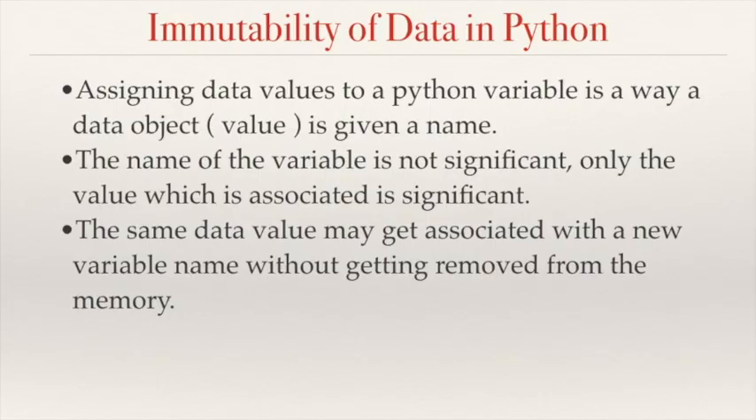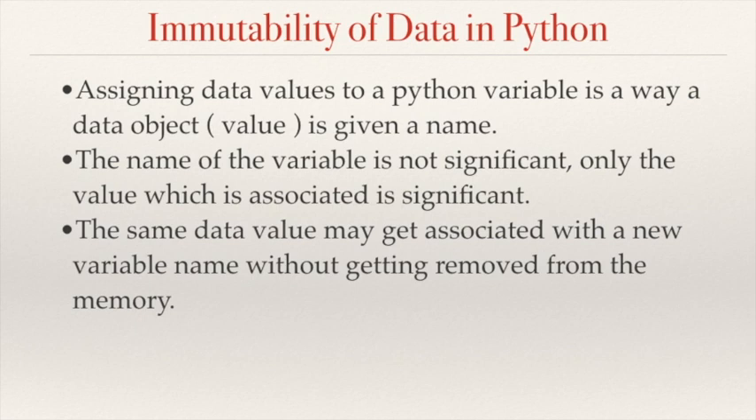So after understanding the concept of dynamic typing, let us understand the concept of immutability of data in Python. Immutability empowers the Python environment to associate the same data objects with multiple names, or rather variable names, thus reducing unnecessary duplication of data objects in memory. It reduces memory consumption. The immutable data value, once created in memory, never gets deleted from memory till the program execution finishes, even if we are not associating it with any variable name.